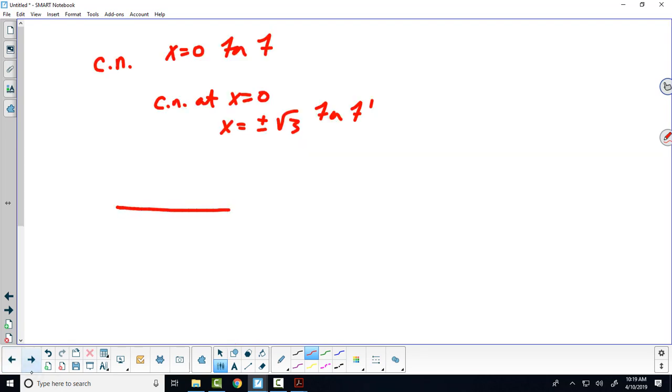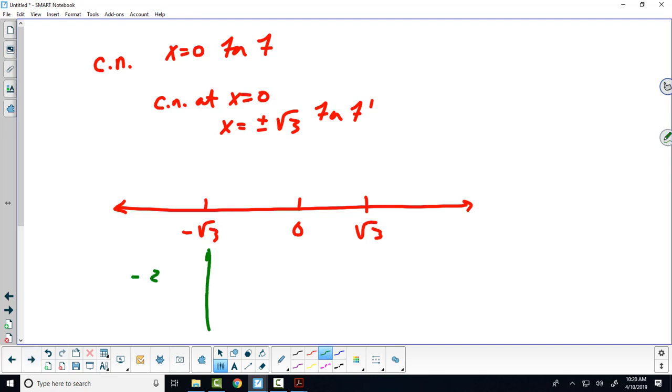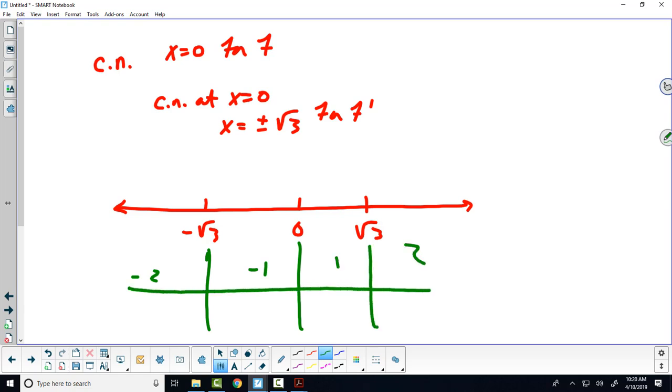So we build a number line. On our number line, we will put what? All of our critical numbers plus any places where the function was undefined. Okay, so we've got minus the square root of 3, 0, square root of 3. So we need some test points here. Let's take negative 2. Let's take negative 1, 1, and 2 as our test points.